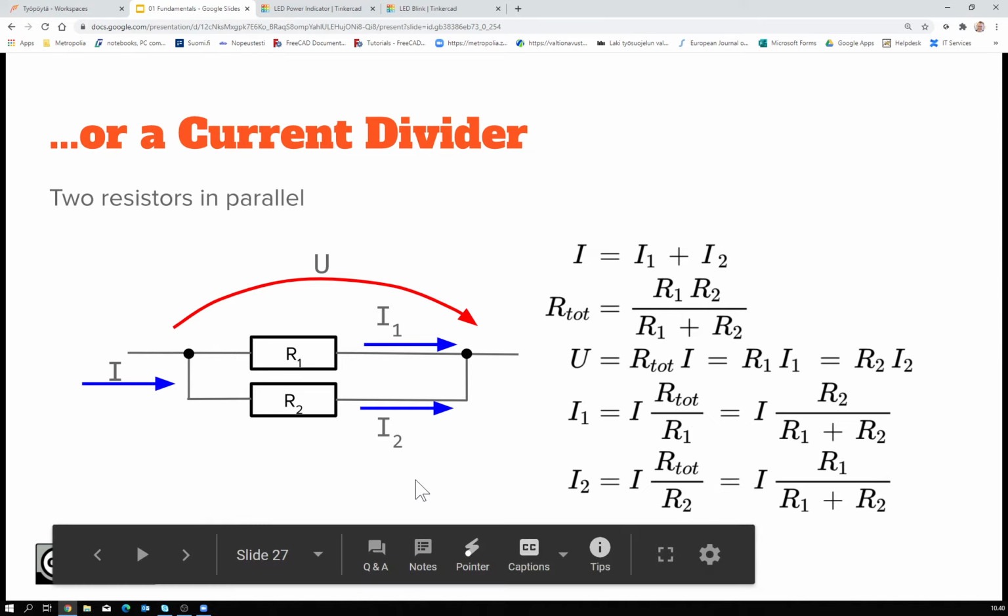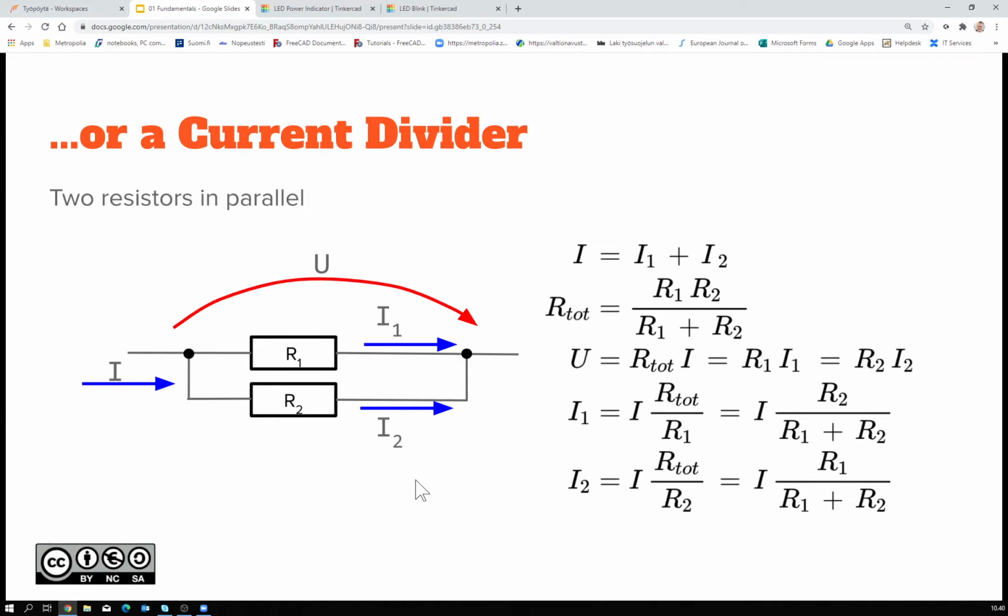Okay, so that also could come handy sometimes. So series resistors, you just add the resistors. You can use that one as a voltage divider. If you have parallel resistors, you actually inversely add the resistors, and you can use that as a current divider.